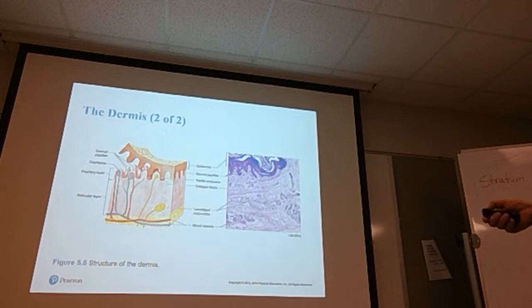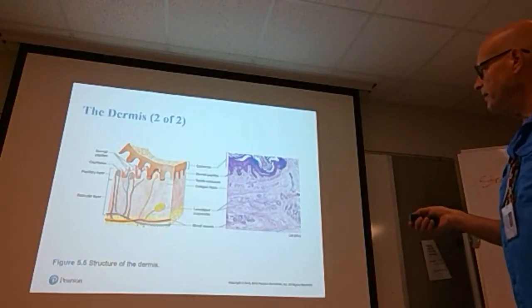There's the two layers. There's the dermal papillae. This is the epidermis. You see the little finger-like projections go down into the papillary layer. That's how they interlock together. And this is the reticular layer here. There's a laminated corpuscle. I don't see a tactile corpuscle anywhere. Maybe there. It's not a real good slide. Oh, there it is right there.